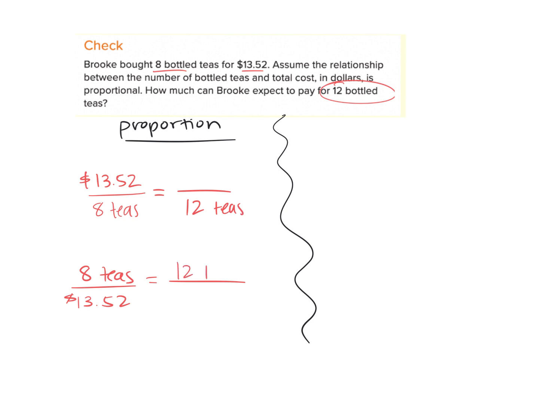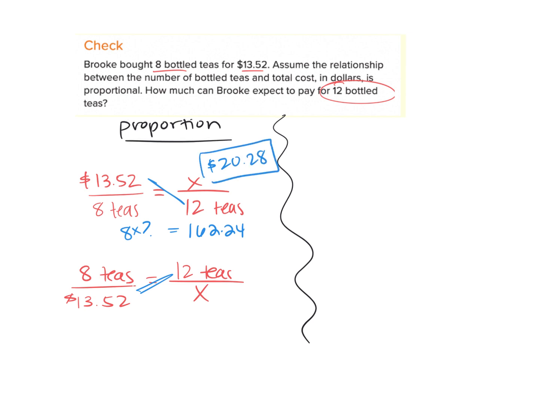Okay, so no matter which way I do it, I have that. I do not know the cost. I'll just call it X. So either way you set that up would work. So I'm going to do $13.52 times 12. Notice that's the same down here. I end up with $162.24. And then 8 times something also has to give me that. So I'll just divide it by 8. And I end up with $20.28. So again, just one strategy to use.